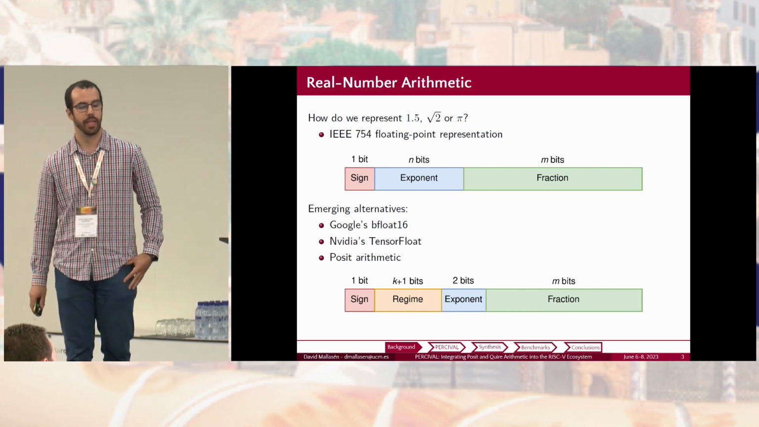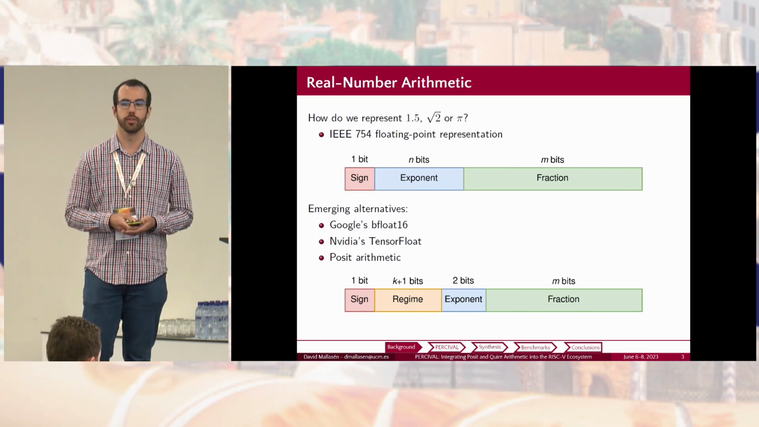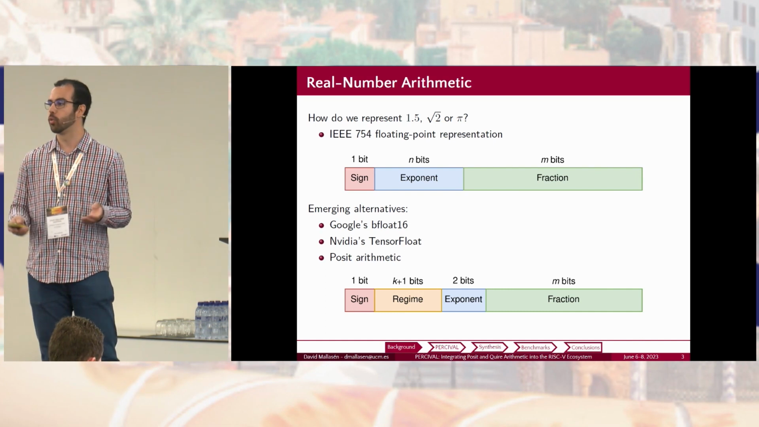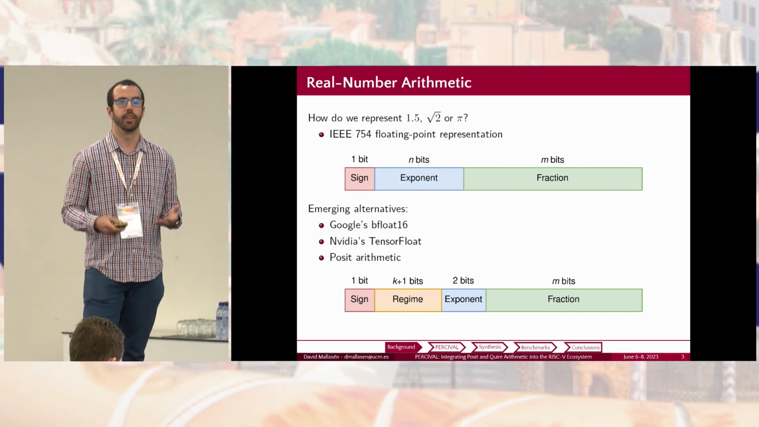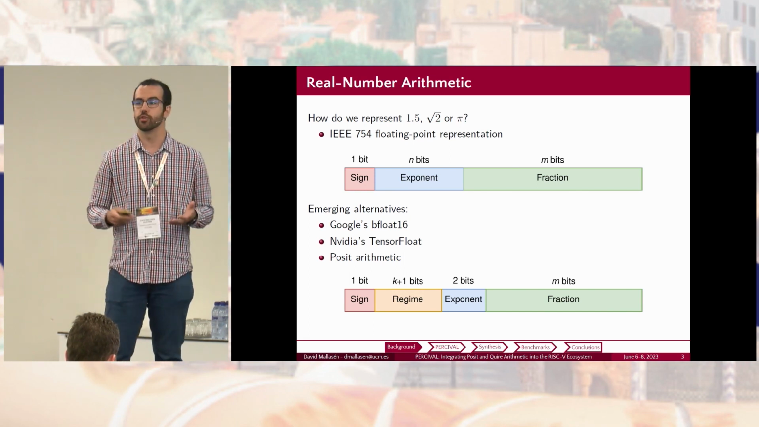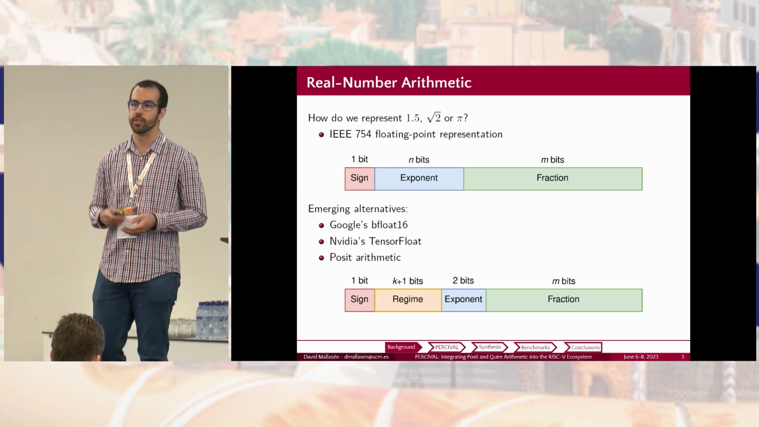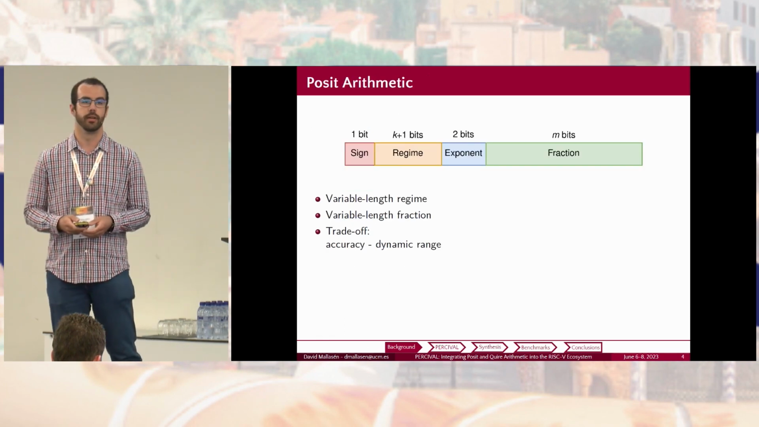Okay, sorry about this. So Posit Arithmetic adds a new variable length field called regime, which acts as a long-range dynamic exponent. And thus, also the fraction will be of variable length. This allows for more flexibility in the trade-off between dynamic range and accuracy that a number can obtain.